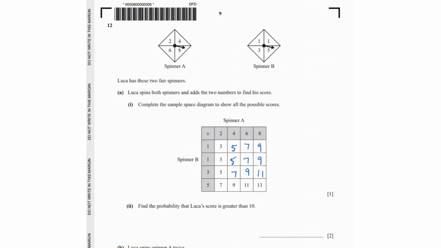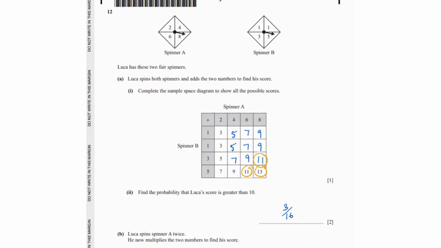Find the probability that Lucas' score is greater than 10. So for it to be greater than 10, 1, 2, 3 scores. So there are 16 scores in total. So 3 out of 16 is the probability of Lucas scoring more than 10.